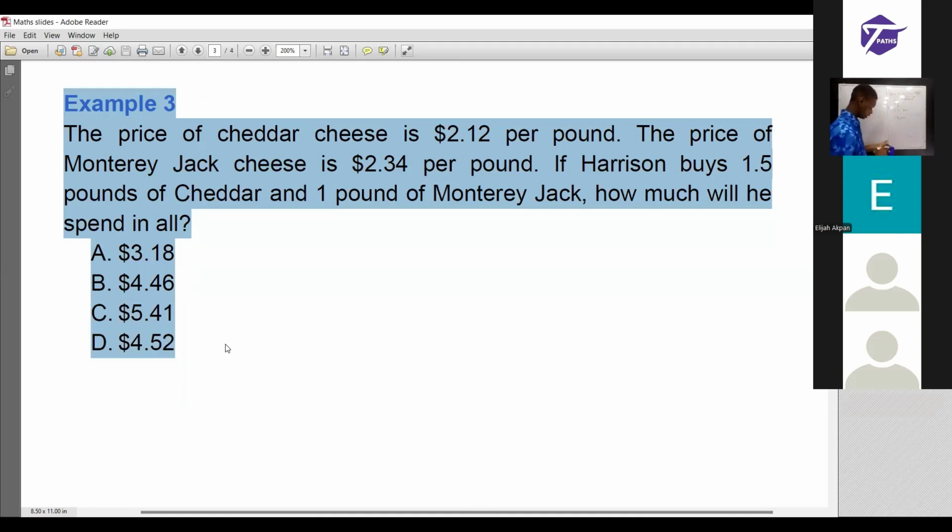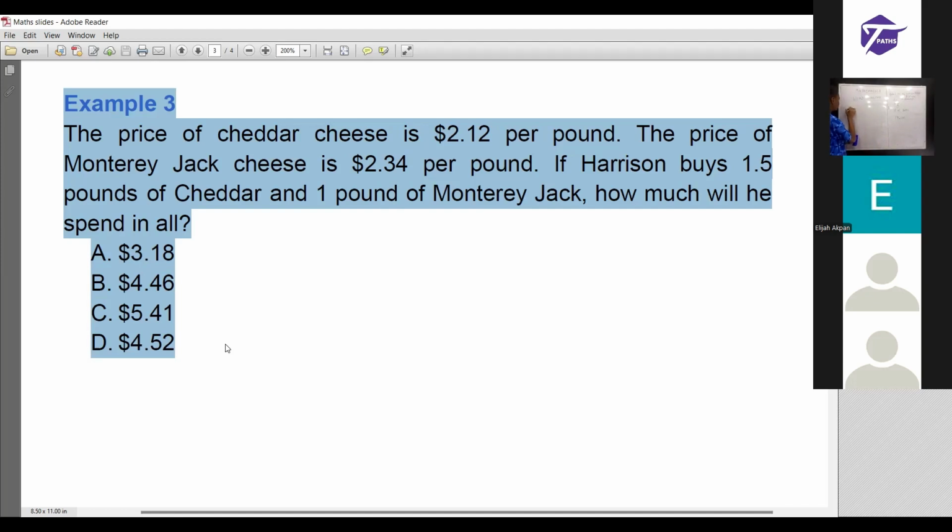I hope you guys are following me, so you can take maximum advantage of these classes. Right. So the question says the price of Cheddar cheese is $2.12 per pound. The price of Monterey Jack cheese is $2.34 per pound. If Harrison buys 1.5 pounds of Cheddar and 1 pound of Monterey Jack, how much will he spend in all?